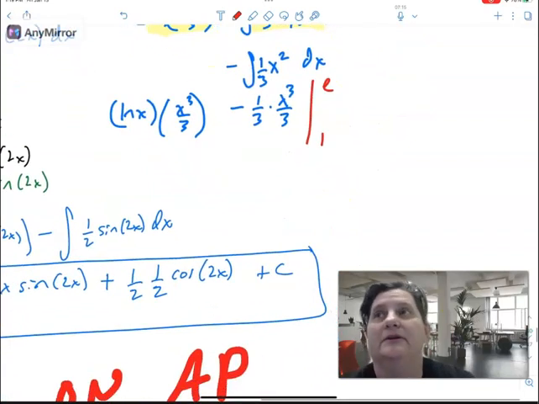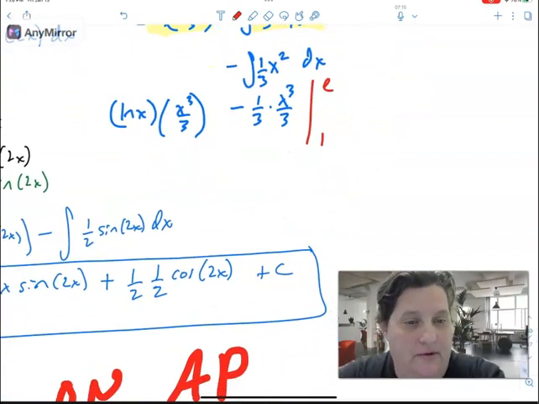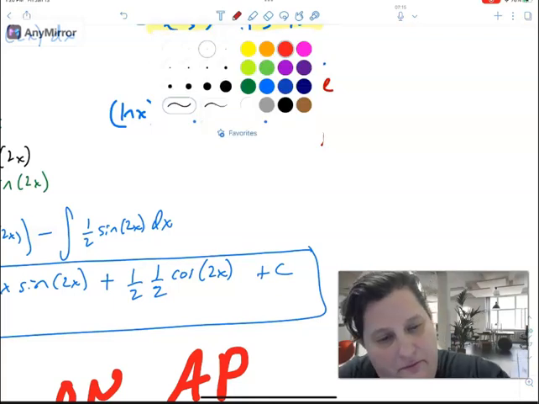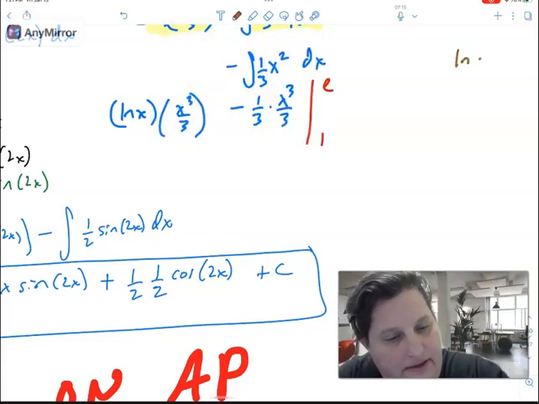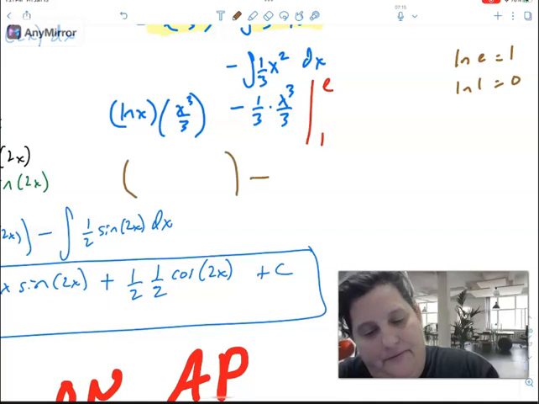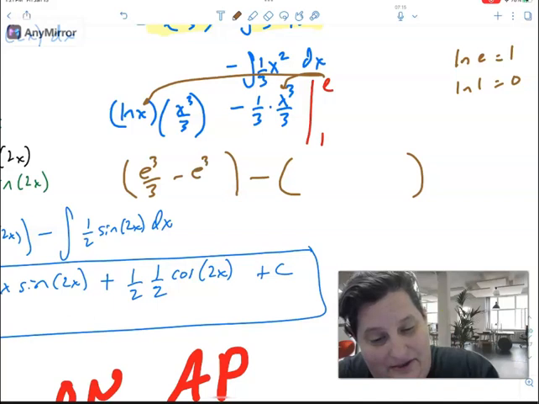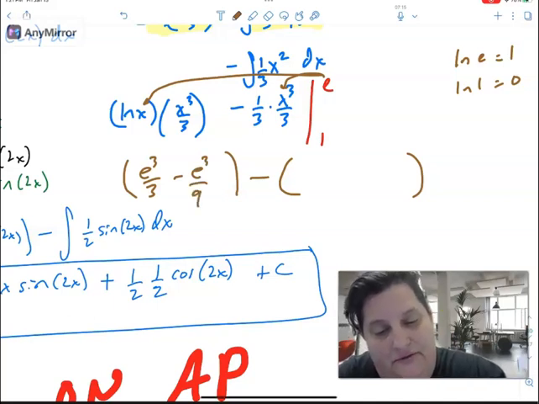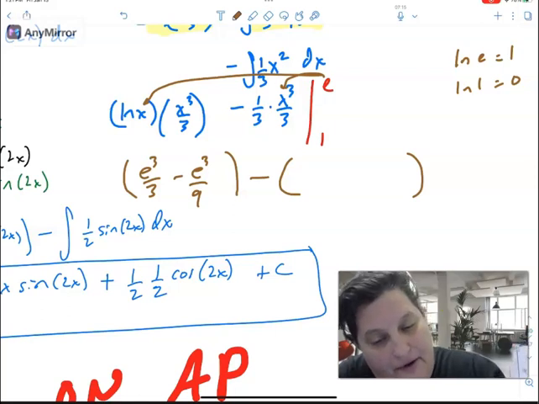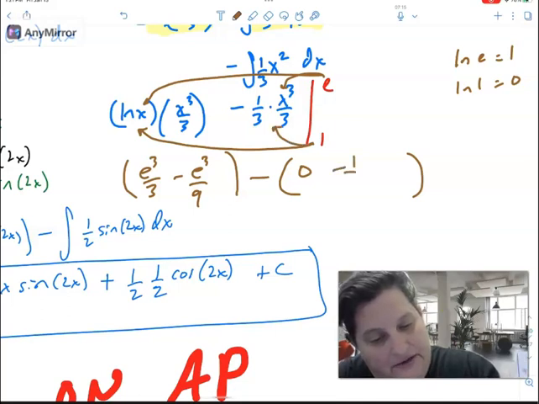So I want you to remember a couple of things here. Let's just review really quickly right over here. The ln of e is 1, the ln of 1 is 0. Just remember that. So, okay, top minus bottom. When I put e in over here, the ln of e is 1, so it's e to the third over 3. When I put it here, that's basically going to be 1/9 e to the third over 9. So it's going to be e to the third over 3 and another 1/3, so it's e to the third over 9. Then when I put in a 1, ln of 1 is 0, so I don't even need to do that. Minus 1/9.